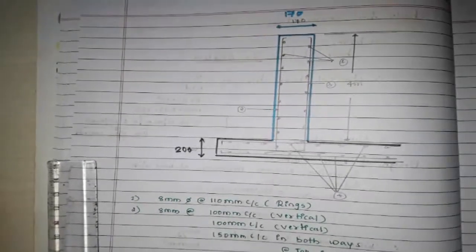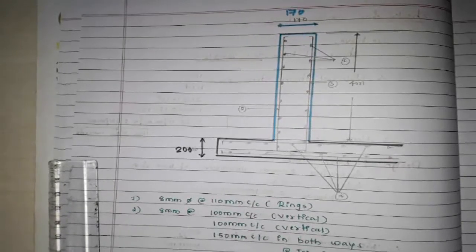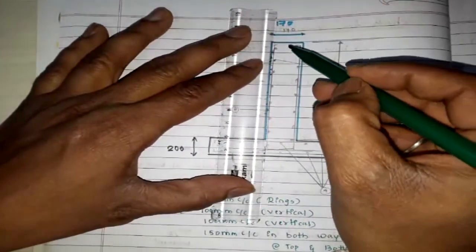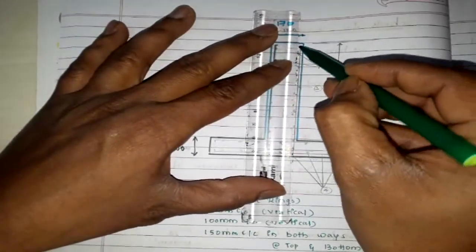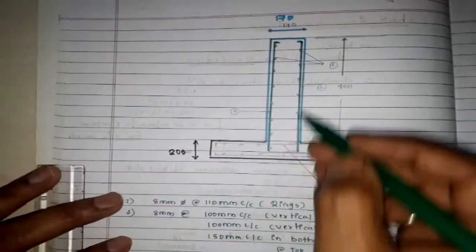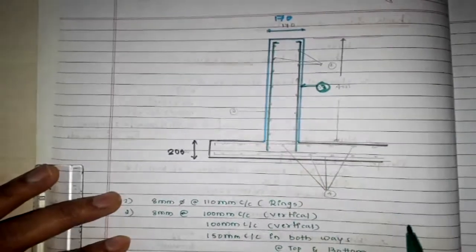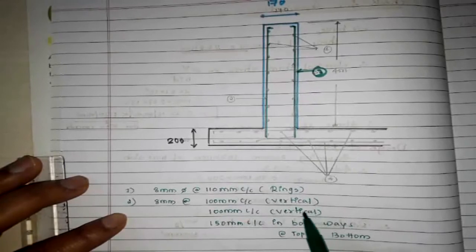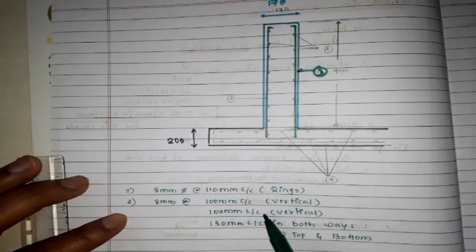Apart from that, if you see the detailing part, these vertical bars are distribution steel or provided for the cantilever action. So these bars, you can see here, are number 3. The 3 is 8 mm dia, 100 mm center to center, vertical.